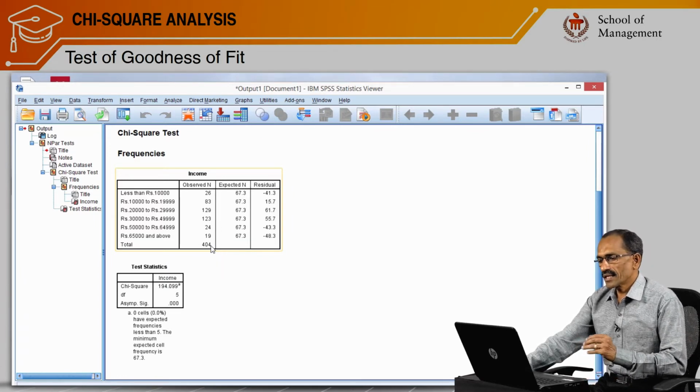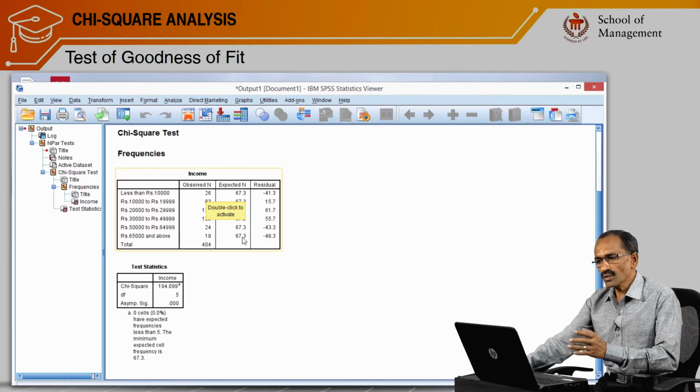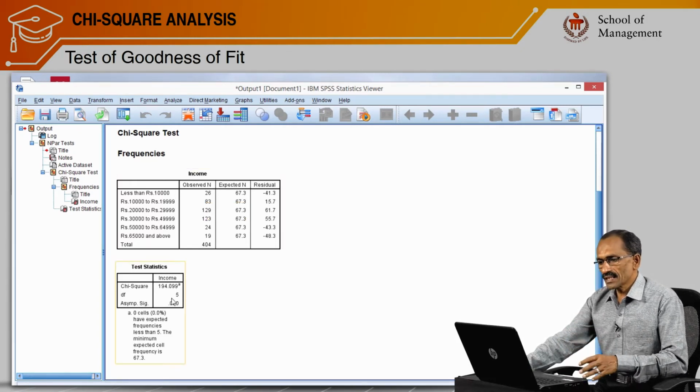So when we have a given number of samples and a given number of categories, the expected frequency is nothing but the given number of samples divided by the given number of categories. And we are observing whether the observed frequency, the actual frequency distribution of this sample, coincides with or is equal to the expected or theoretical frequency. The test statistics are given by this table: chi-square is 194.099 at a degree of freedom 5 with asymptotic significance 0.000. The 194 is the calculated value of chi-square, and the 5 is the degree of freedom.